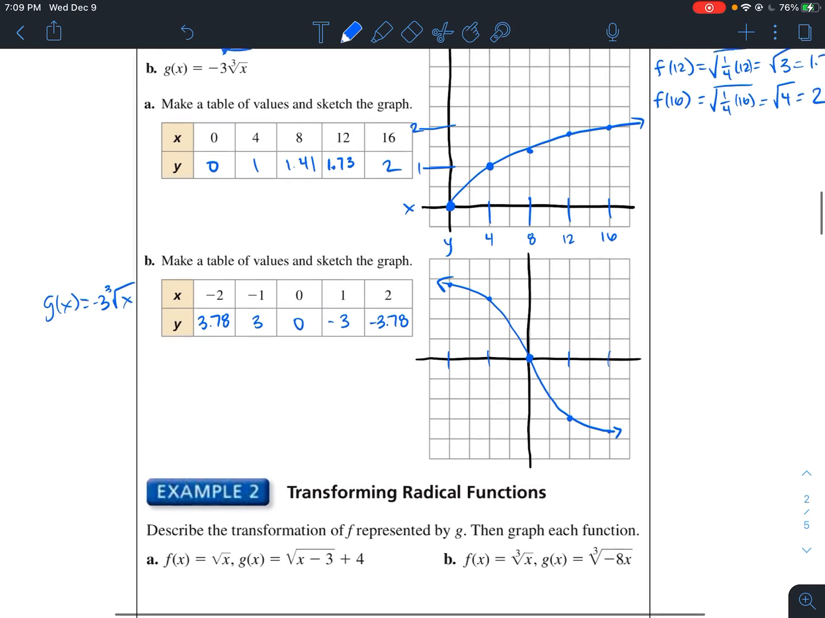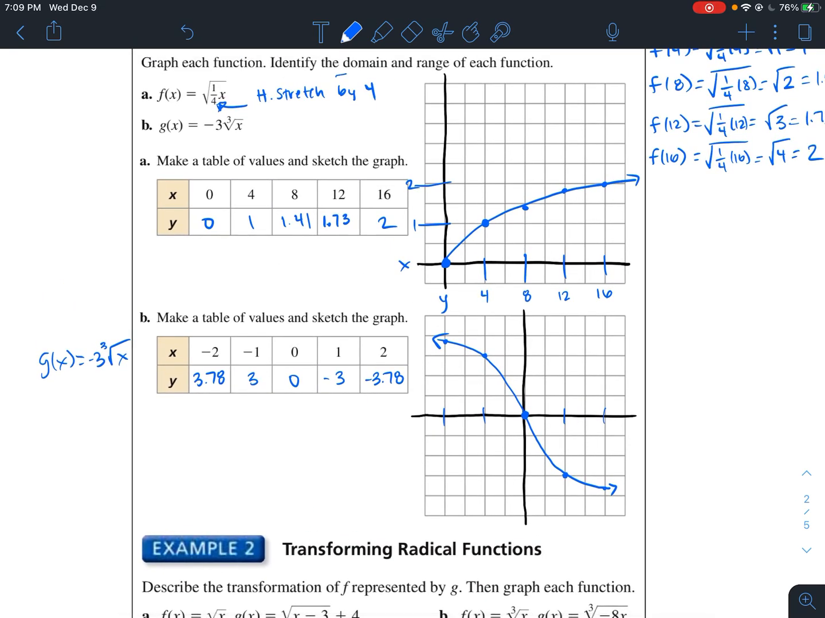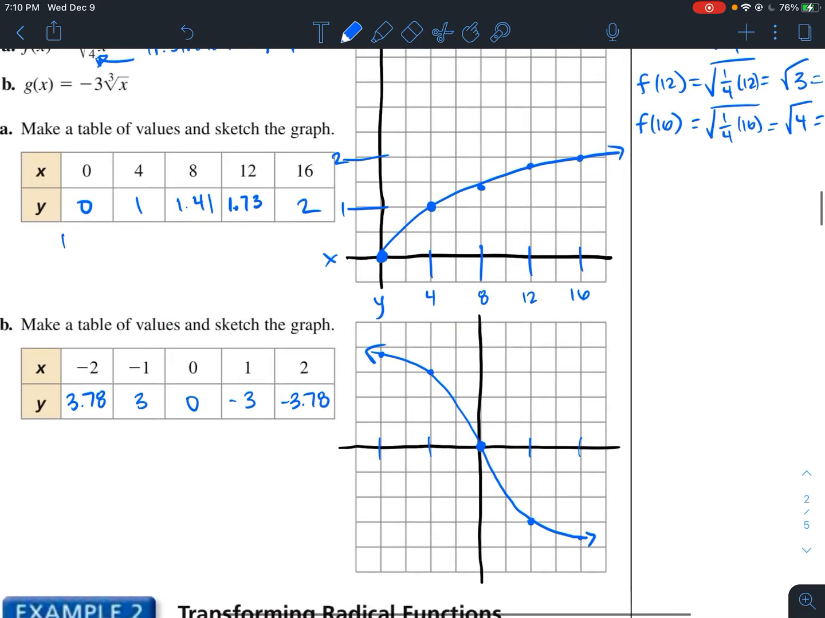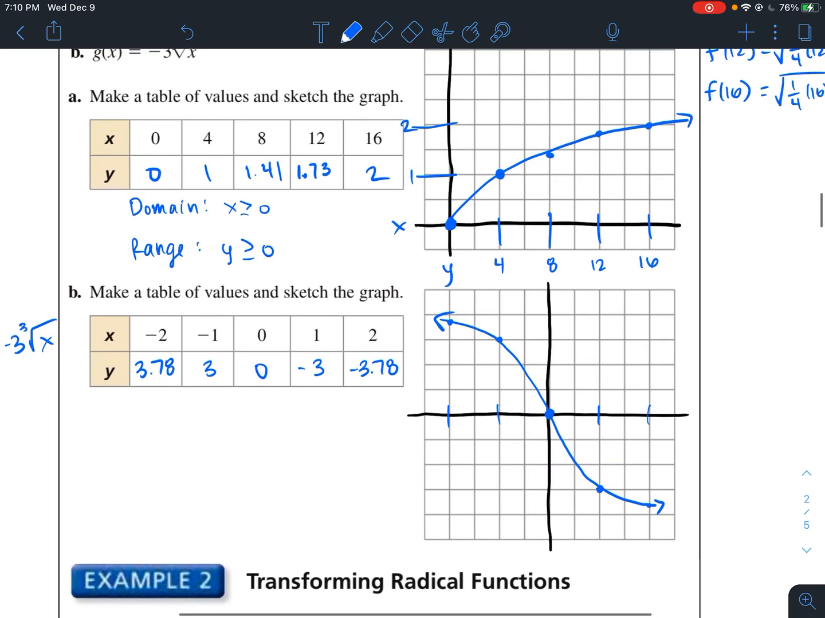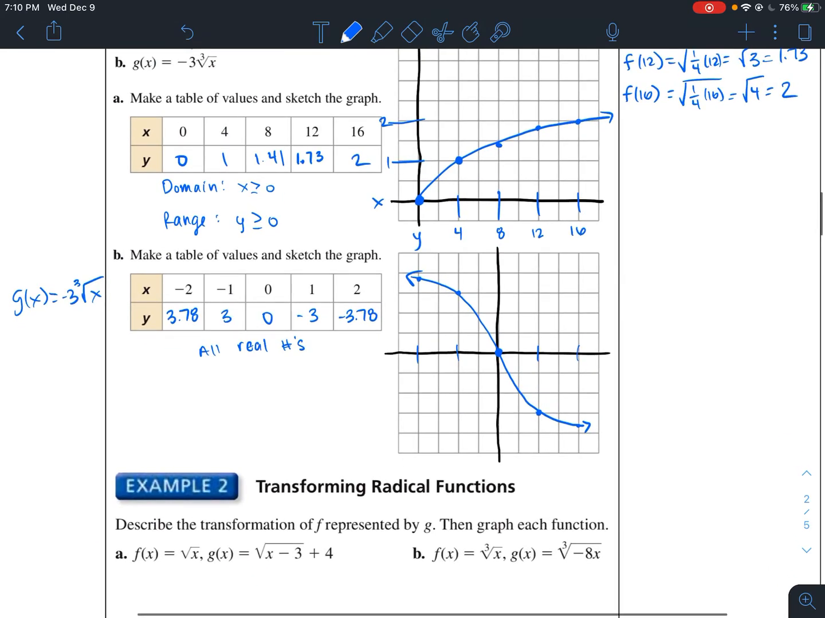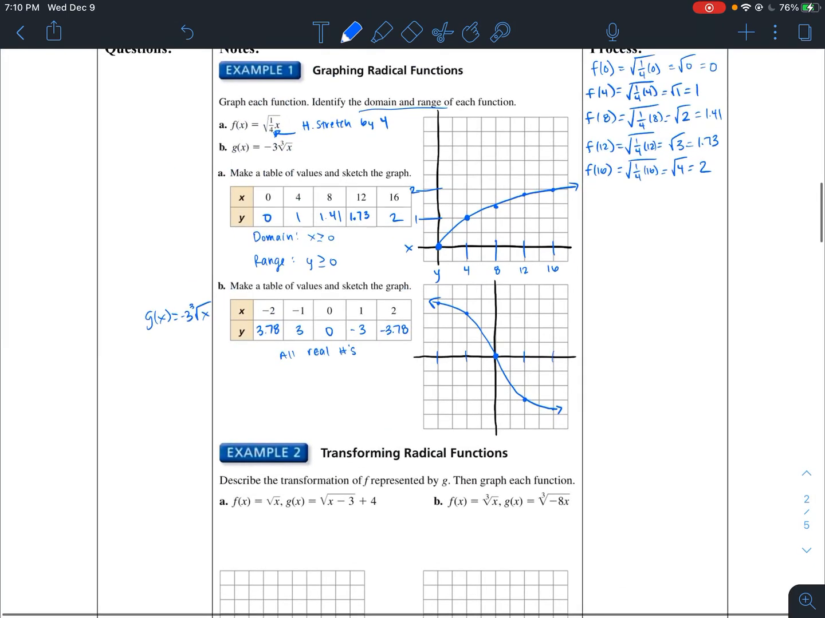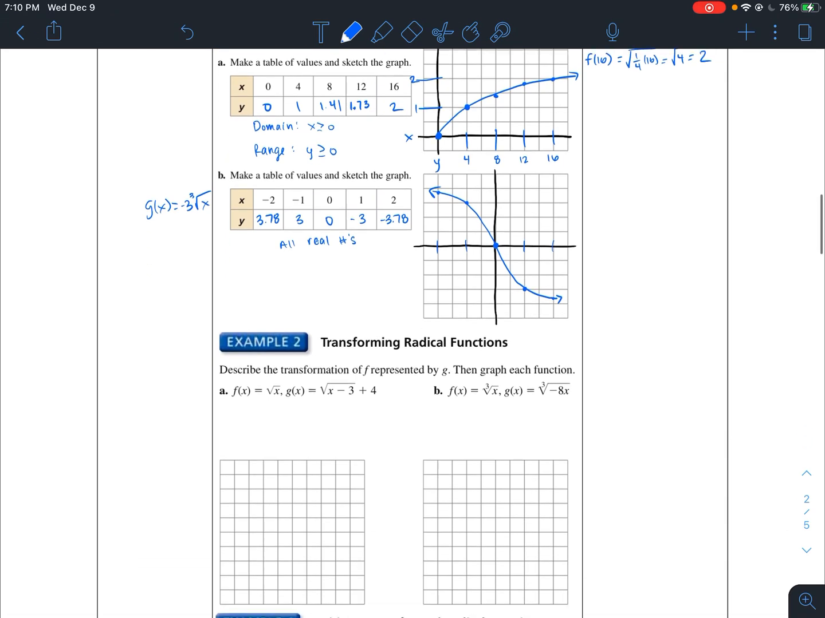Okay. Now it also wants us to state the domain and range. So the domain here would be that x is greater than or equal to 0, and the range here will also be y is greater than or equal to 0. And the domain and range of a cube root function would just be all real numbers. Okay. So that should be graphing radical functions. So that should be pretty good.